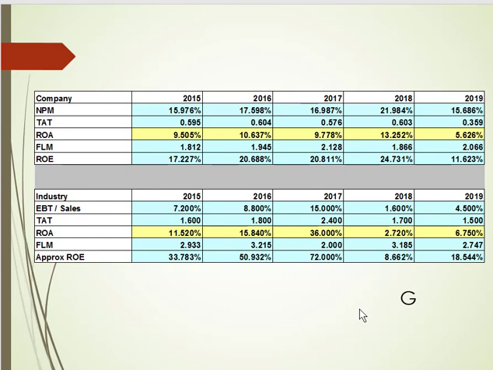So again, it's just a way of looking at how we can generate more profitability for our company and for our owners.